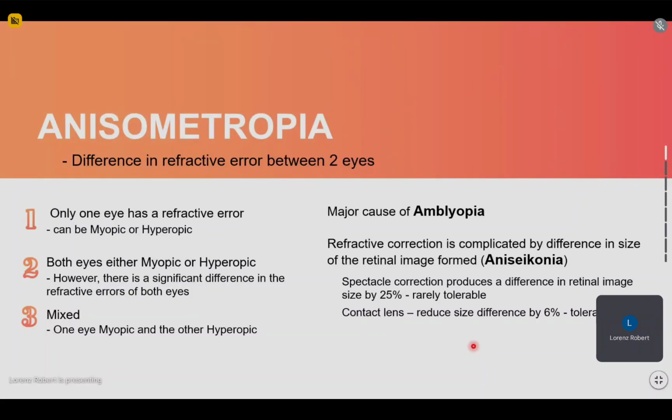Refractive correction is complicated by the size of the difference of the image on the retina. This is what we call aniseikonia. In general, spectacle correction creates a larger difference in the retinal image, by about a quarter of the size. Contact lens is better in cases of aniseikonia.